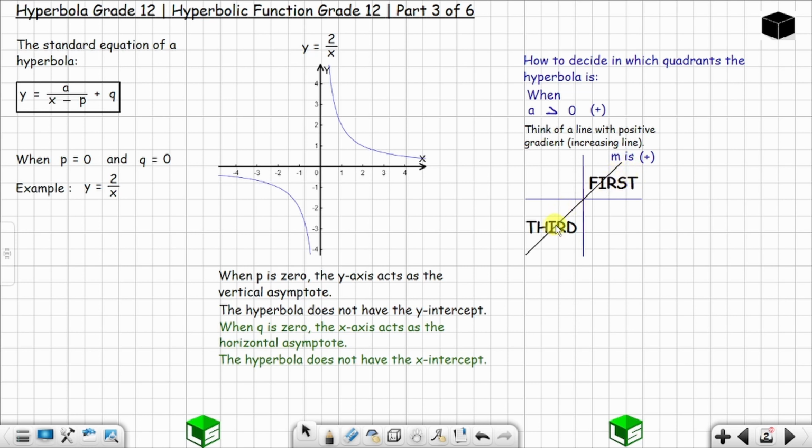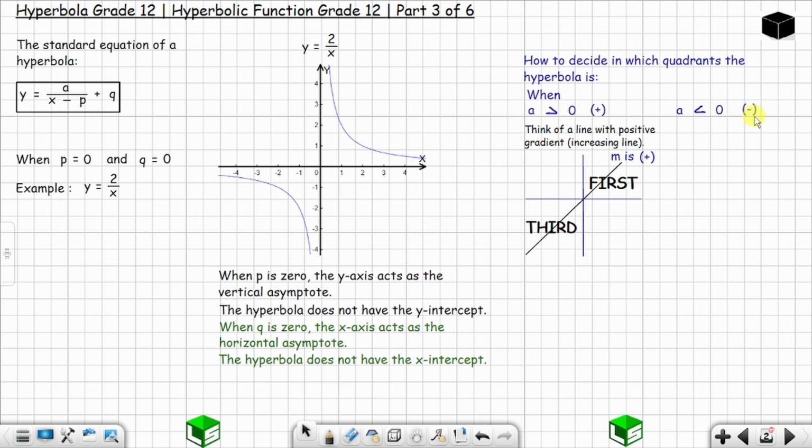You can see in this example the value of a is 2. This is positive, right? This is greater than 0, so this means it is positive. You can see the hyperbola is in the first and third quadrant. You can see that the quadrants are formed by the x-axis and the y-axis. We have 4 quadrants there. In this situation, your asymptotes are the x-axis and the y-axis. These are your asymptotes.